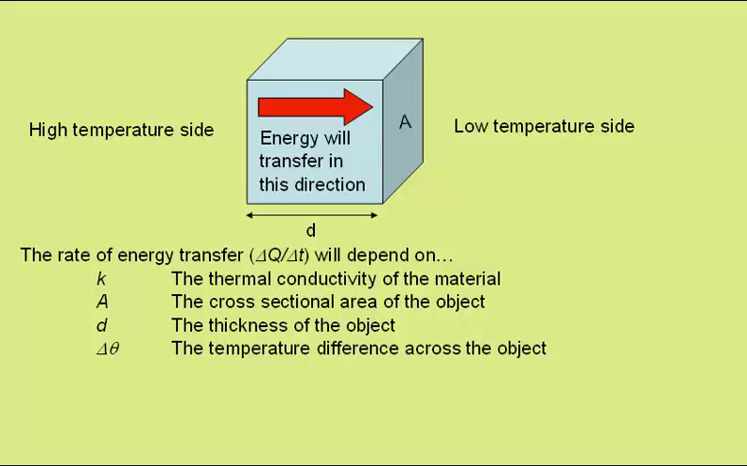Putting these factors together leads us to the equation delta Q by delta T is equal to K A delta theta over D, where delta Q by delta T is the rate of energy transfer, which will be in joules per second, K the thermal conductivity of the material, so a better conductor will have a larger value of K, A the cross-sectional area of the object, delta theta the temperature difference between the two sides of the object, and divided by D, the thickness of the object.